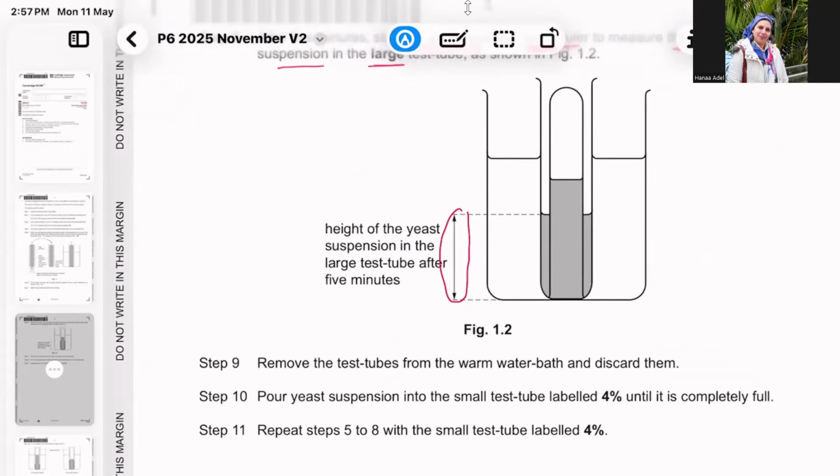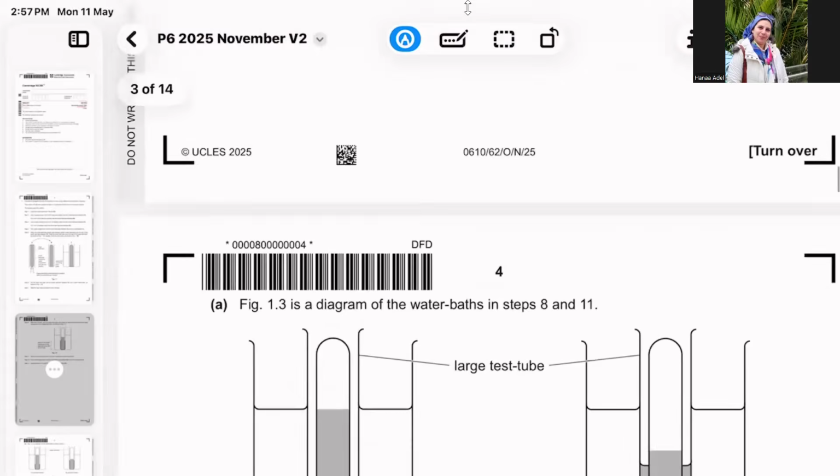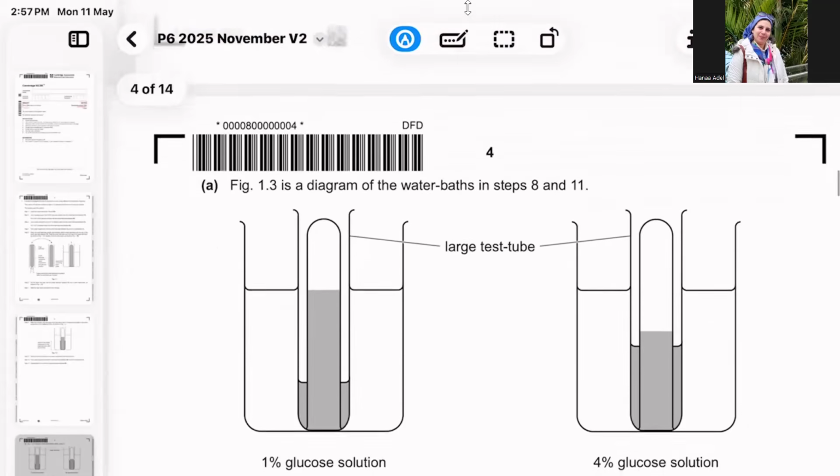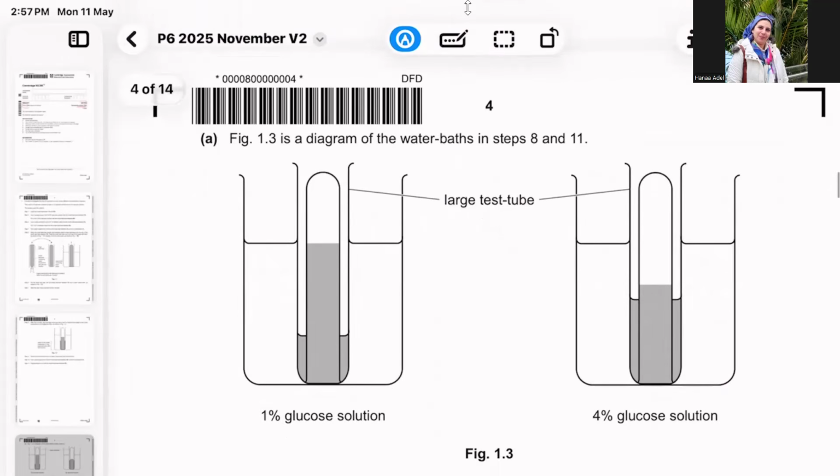Remove the test tube from the warm water bath and discard them. Pour the yeast suspension into the small test tube labeled 4% until it is completely full. The same steps that we did before for 1%, we will do for 4%. Figure 1.3 is a diagram of the water bath in step 8 and 11. So one of them is for the glucose 1% and the other for the 4% glucose solution.